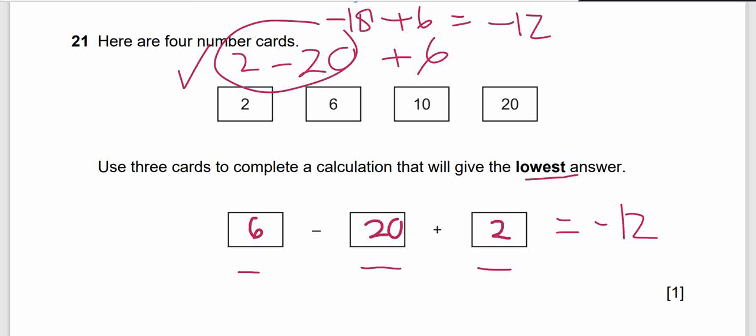Next, if you are not clear about this one, you may write down in the comment section. The idea is we use smallest number minus the greatest number, add the smallest number to get the lowest number.